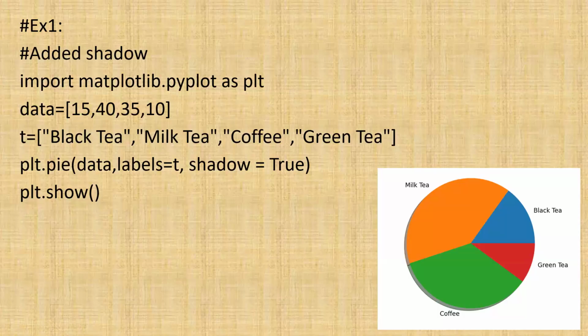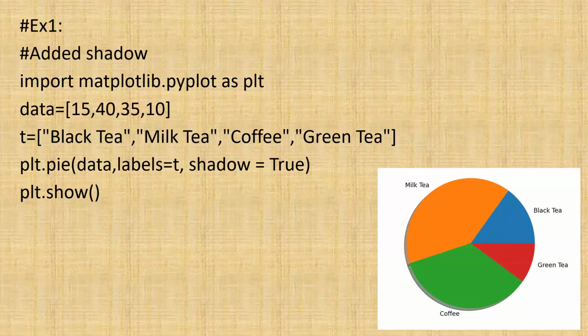I have not really given it any colors, right? We have done the charts earlier also, and we have seen that the first color it picks up is blue by default. So you can see that black tea, being the first element, has been picked up as blue. Then comes orange, then green, then red. That is the sequence of its default color setup.